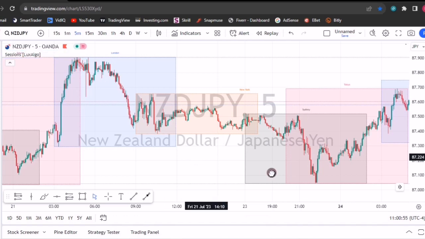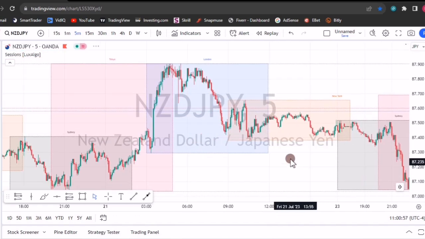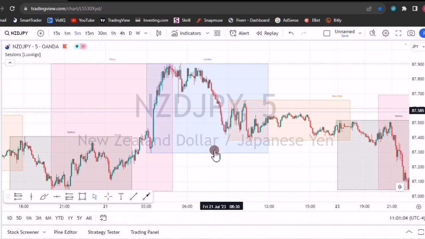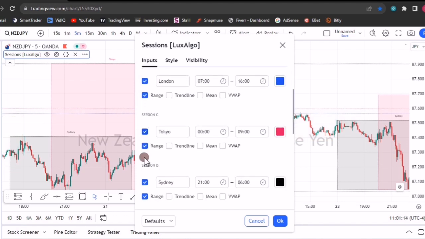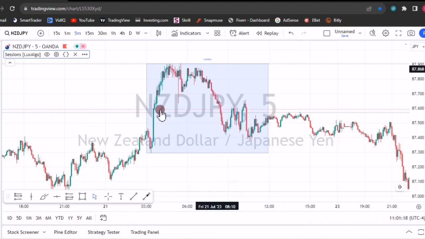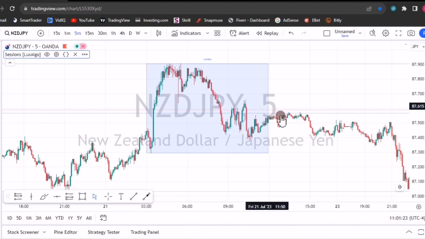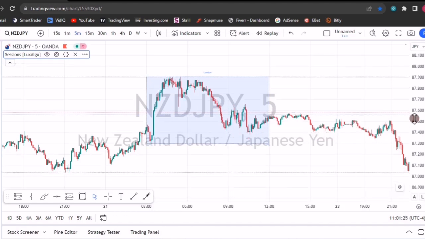These are the sessions represented by different colors. If you don't want any of them, or you want to focus on one, for example, let's say I want to focus only on London, which is the blue box, I will come to the settings and then uncheck New York, leave London, uncheck Tokyo, uncheck Sydney, press OK, and then I will only have London on the screen. So it depends on what you want to focus on. This is the indicator I use. It's free. It's on Trading View.